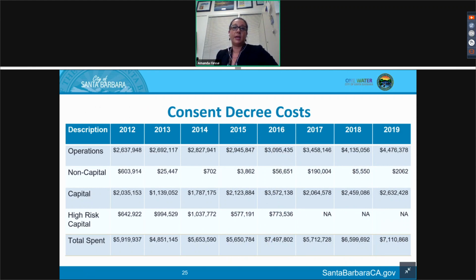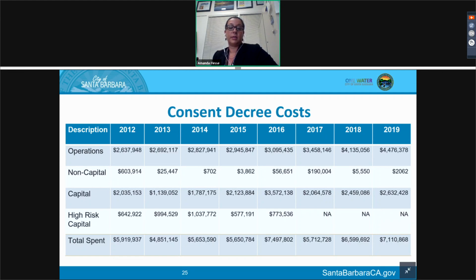So the consent decree costs: we had obligations in our consent decree that we needed to put back into our system. We had to spend a certain amount in our capital, a certain amount in identified high risk pipes, and a certain amount in our operations. In 2017, we were allowed to switch our high risk capital and put that straight into our regular capital program. Last year, we were able to use $2.6 million in our capital program for various CCTV inspection, for rehabilitation, point repairs, design, and really look at our program as a whole.